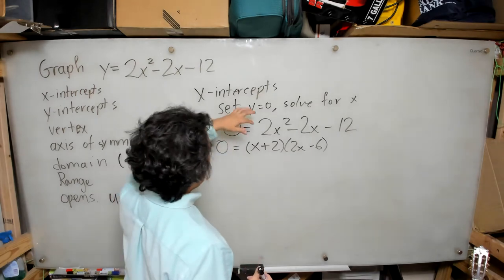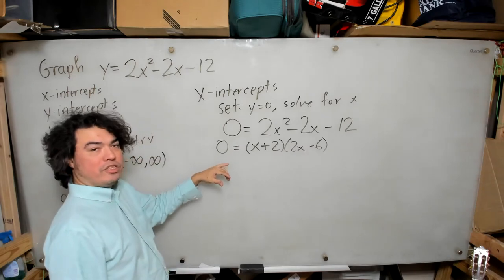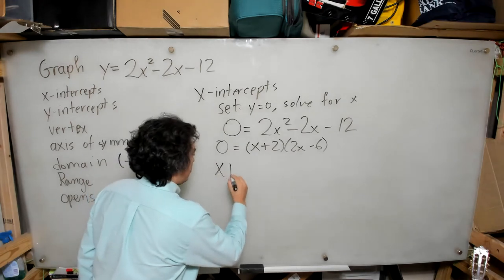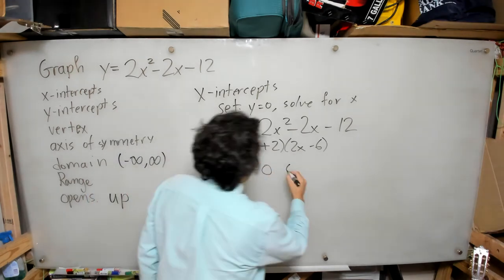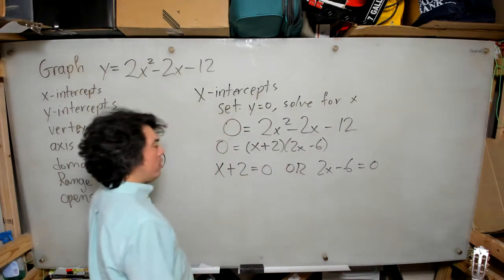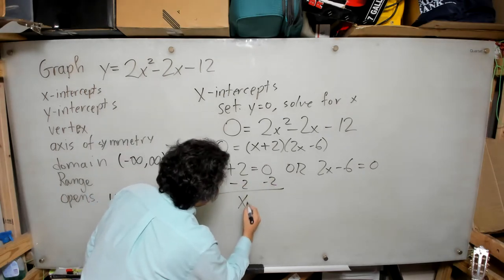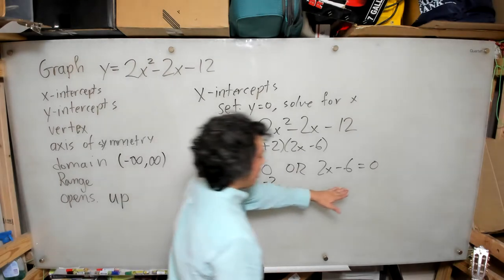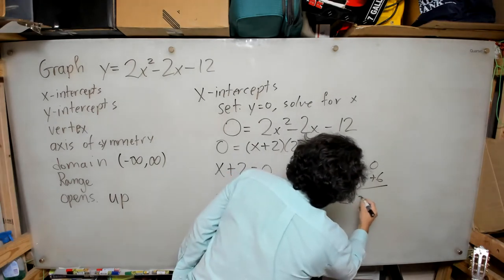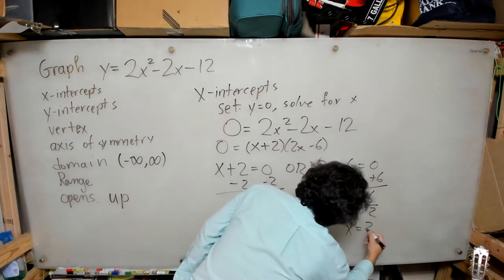So let's say that, if this is the factorization, then if that equals zero, then by the zero product property, either this one is equal to zero or this one is equal to zero. So let's do that. So x plus 2 equals 0, or 2x minus 6 equals 0, okay? So now if I look at this one, I can say, okay, minus 2, minus 2, and I get x equals negative 2. If I look at this one, I can add 6, I get 2x equals 6, I divide by 2, x equals 3.